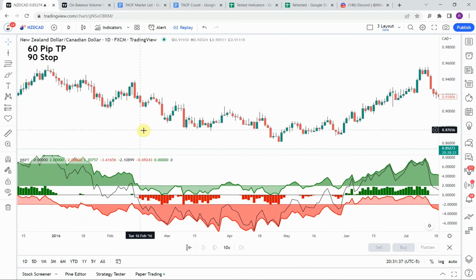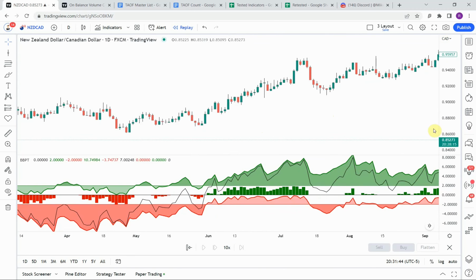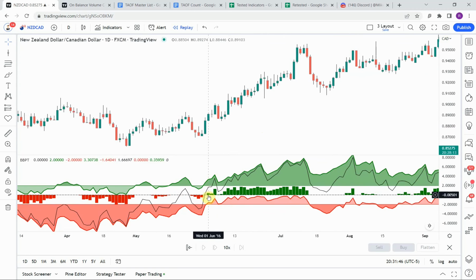Let's see, an example of that is going to be, again, right here. You can see that we get that breakout to the green histogram bars right here.